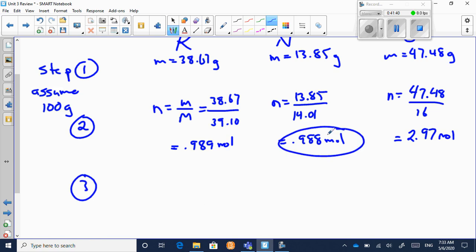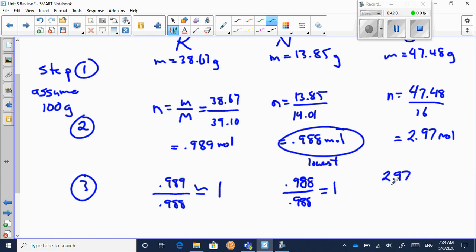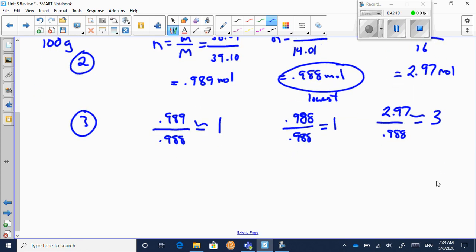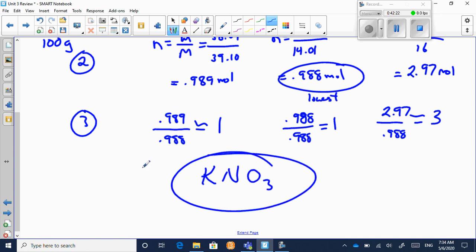Step number 3 of these empirical formula questions is divide by the lowest number. So look at this, this is my lowest. I'm going to go 0.989 divided by 0.988, and I get approximately 1. Then 0.988 divided by 0.988, and I get exactly 1. And then 2.97 divided by 0.988, and I get approximately 3. They're all within 0.05 of those numbers, so I don't have to multiply anything. And so my final empirical formula is K1N1O3.